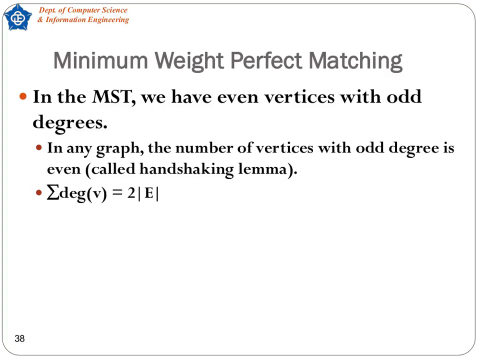Building on that insight, once we've constructed our minimum spanning tree, some vertices inevitably end up with an odd degree. Thanks to the handshaking lemma, which tells us the sum of all vertex degrees equals twice the number of edges, we know the number of odd-degree vertices must be even. In other words, every MST guarantees an even count of odd vertices, setting us up perfectly for the next step, pairing those odd-degree vertices in a minimum weight perfect matching.